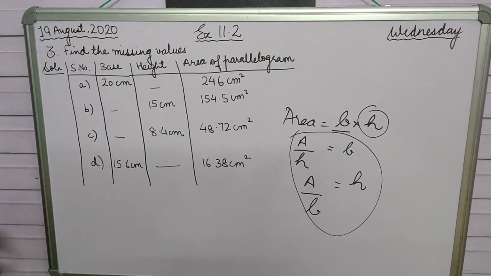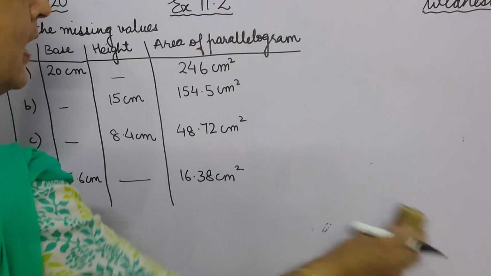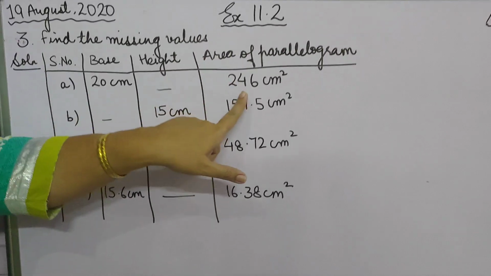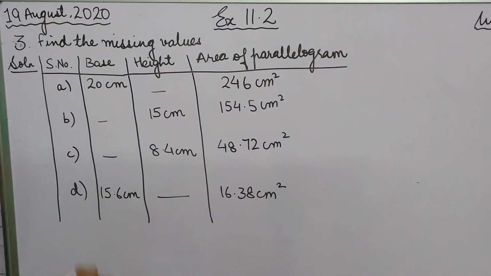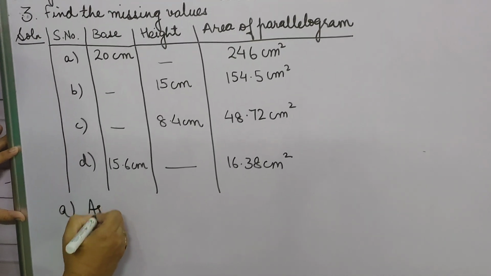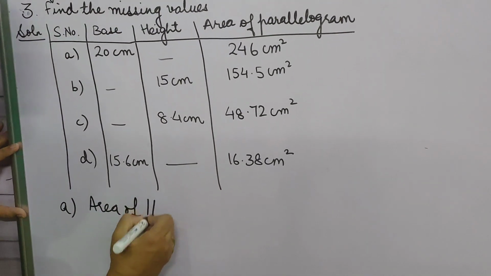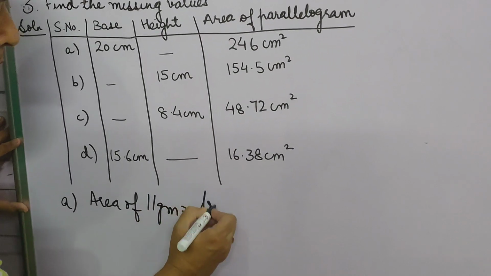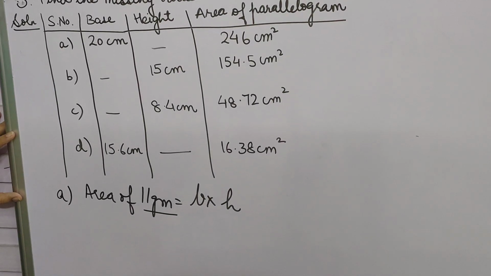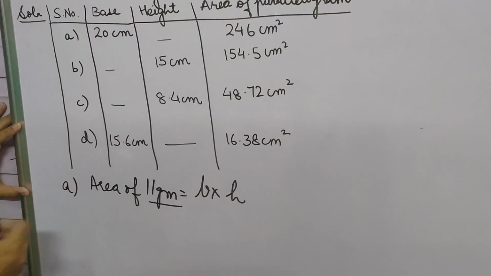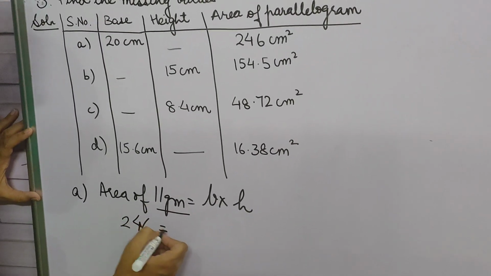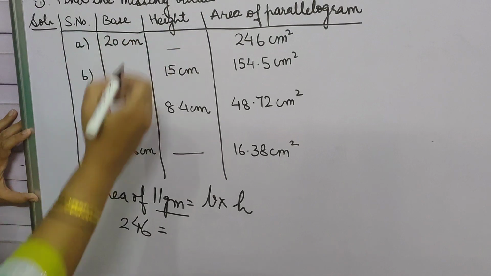So here we start the first part. Now the first part, as you can see, we are given base and area of the parallelogram and we are to find out its height. So for A part, area of parallelogram is equal to base into height. This is the short form, the symbolic form. So how much is the area of the parallelogram? It is 246 is equal to base into height.